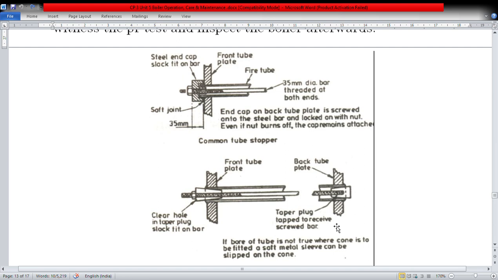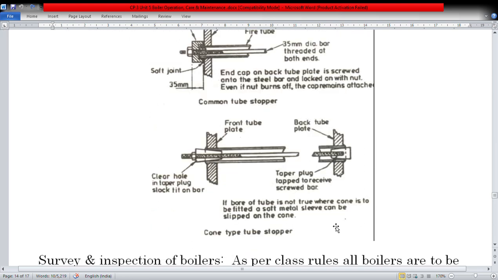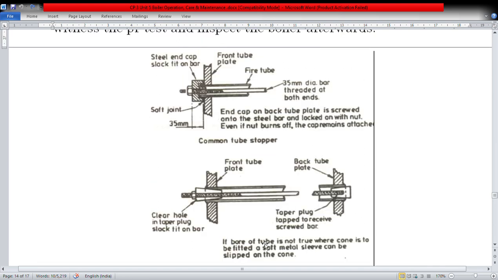So you can see in the diagram also, cone tube stopper. So we have a cone tube stopper. The end cap on the box tube plate is screwed onto the steel bar and locked with a nut. So you can see here, front plate tube, this is the fire tube, 35 mm dia bar threaded at both the ends. So this is the threaded steel end cap, slack fit on the bar. You can see here, this is the soft joint, and this is a 35 mm gap.